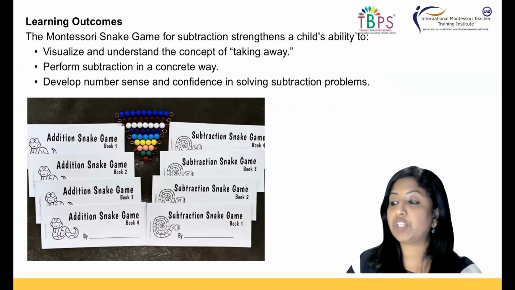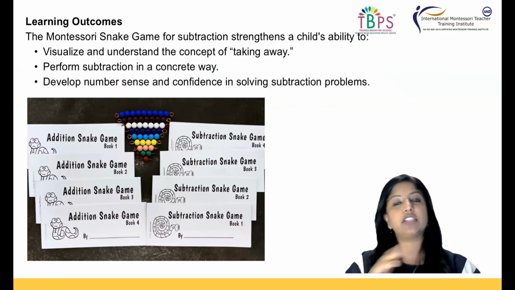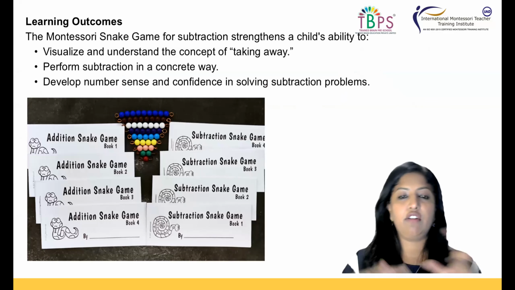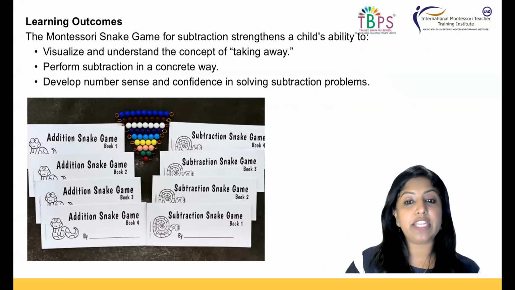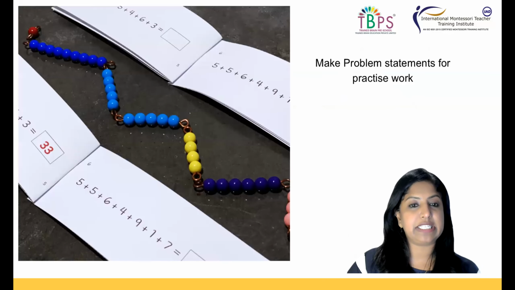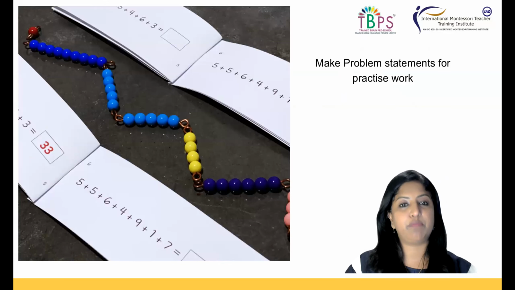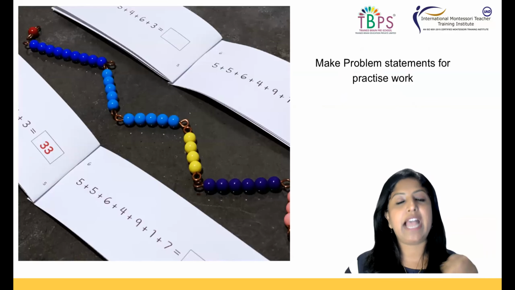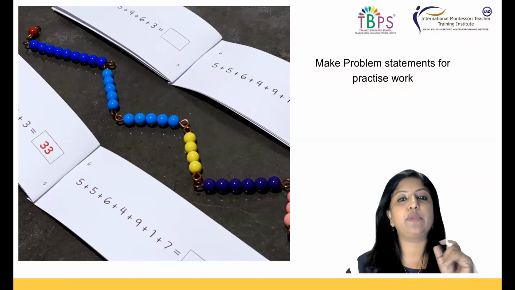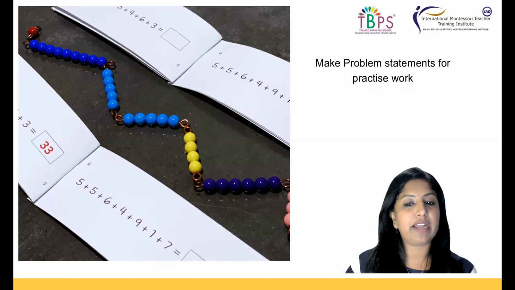So for how many children can you give this at a time? You can give it for 8 children. 4 children will be working on addition snake. 4 children will be working on subtraction snake. So 8 children can be working together, right? With different materials that you can actually have. As and when the child opens up this booklet, they will find a series of problem statements and the child will start to construct the problem snake and they would start counting and they will have to find out the answer. This is going to be a fun and engaging lesson.